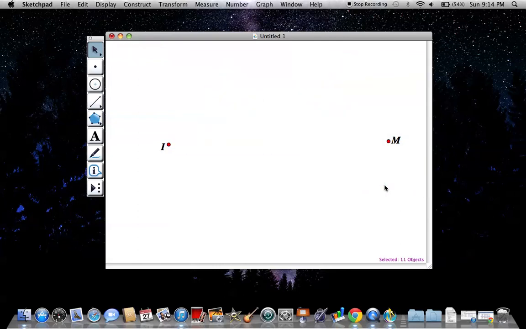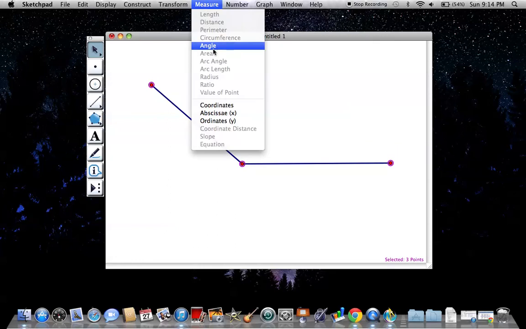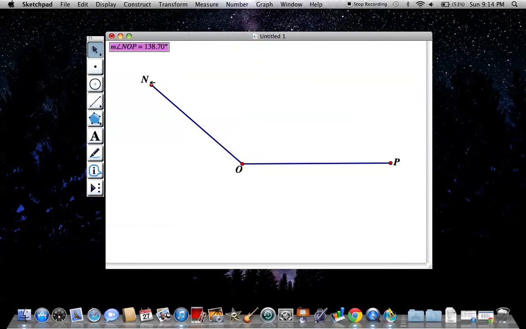So let's delete this. Delete these points. I'm going to draw an angle here. Let's label. Measure the angle. So I have angle NOP. Its measure is 138.7 degrees, so it's an obtuse angle.